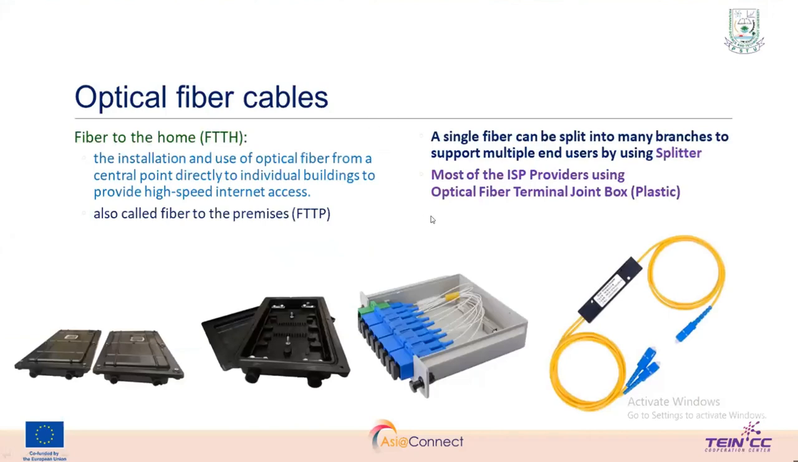Optical fiber cables, fiber to the home. It is the installation and use of optical fiber from a central point directly to an individual's building to provide high-speed internet access, also called fiber to the premises, FTTP. A single fiber can be split into many branches to support multiple end users by using a splitter. Most ISPs use optical fiber terminals and joint boxes. One cable may connect here in this port and that connection is split into many connections here.